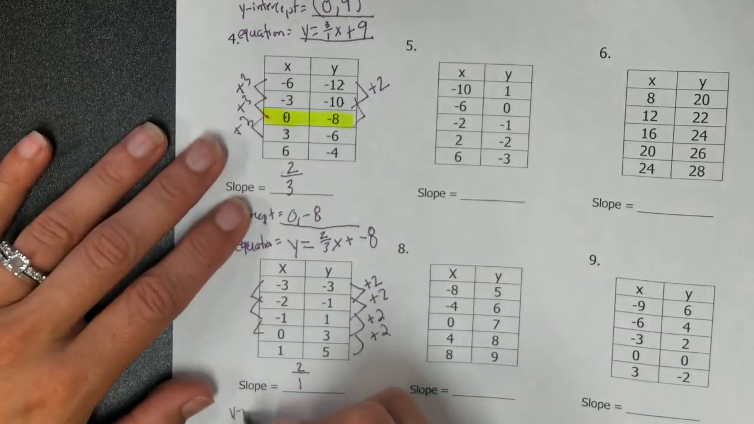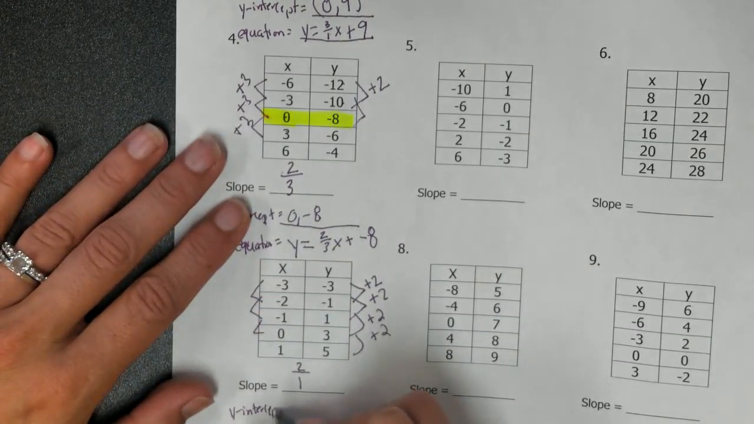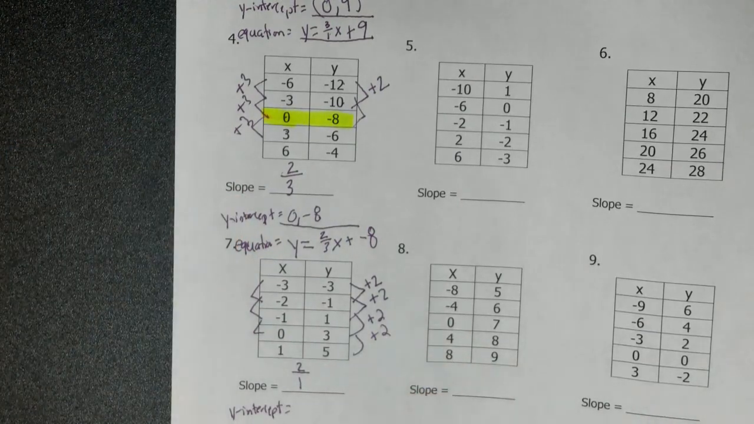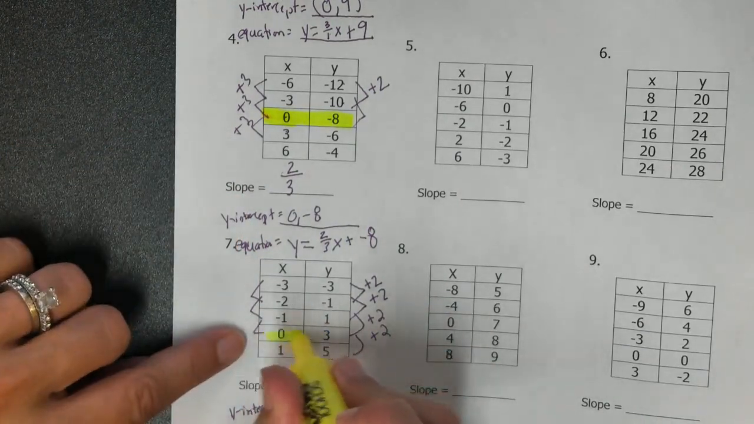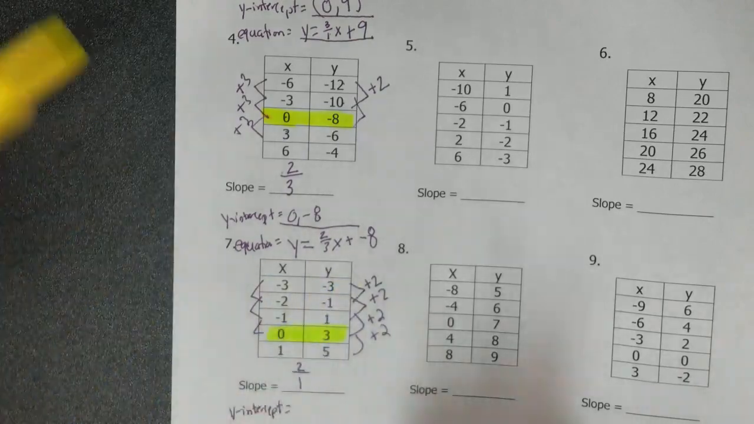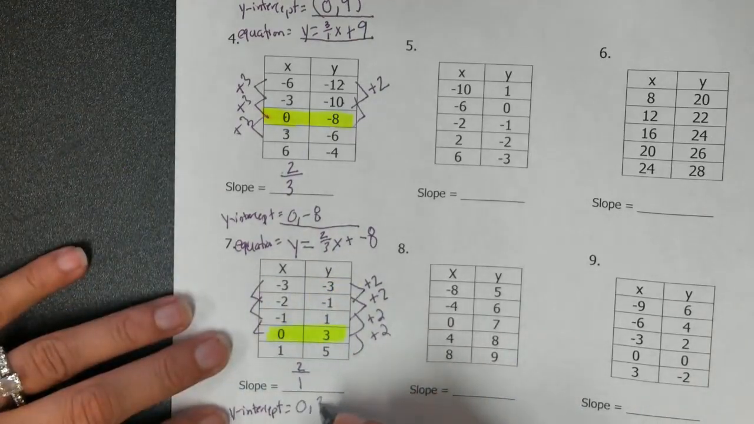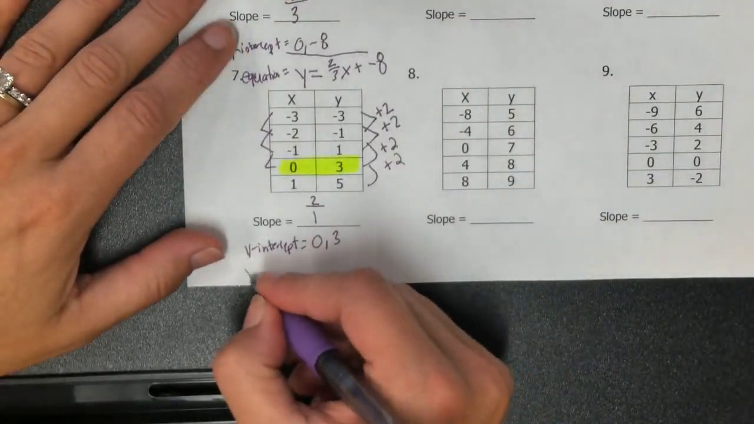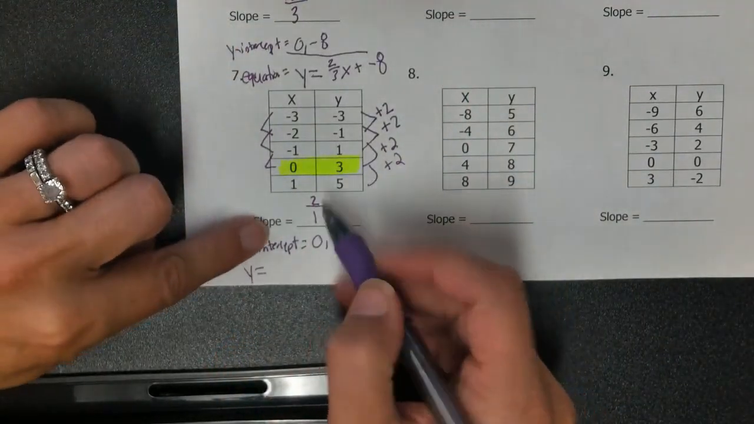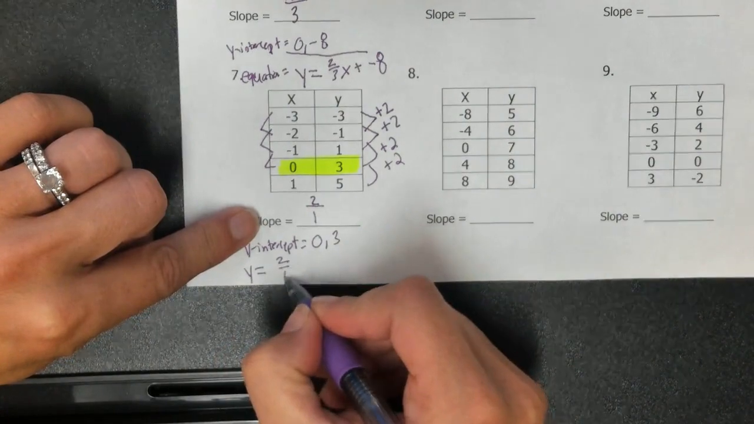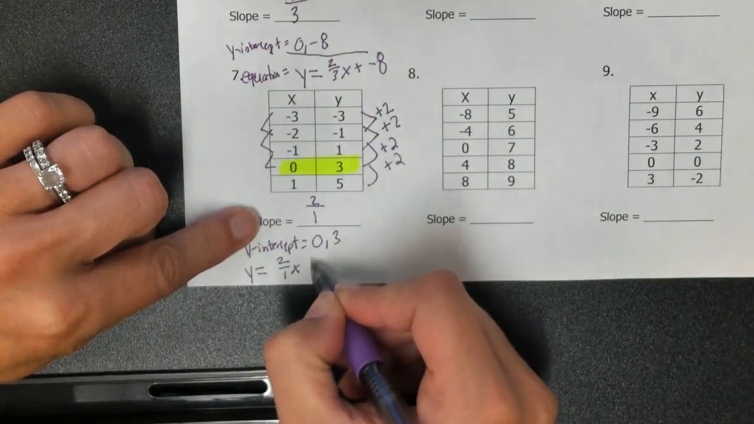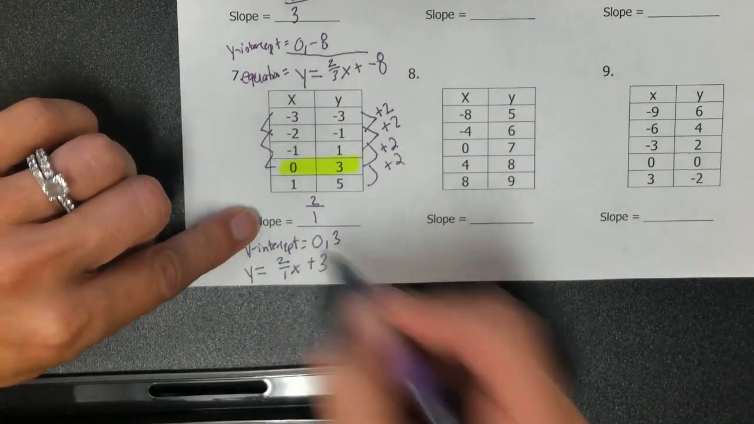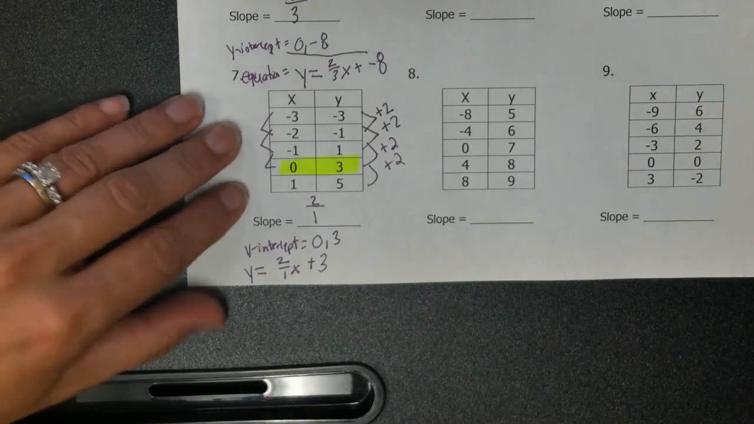All right, let's go to my y-intercept. Where is 0 for x? Oh, here's 0. So my y-intercept is (0, 3). So then let's write my equation in. y equals, slope comes first, 2 over 1 x plus my y-intercept is 3. You don't include that 0 in your y-intercept.